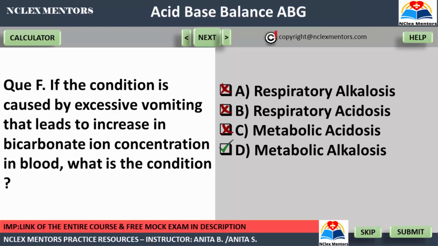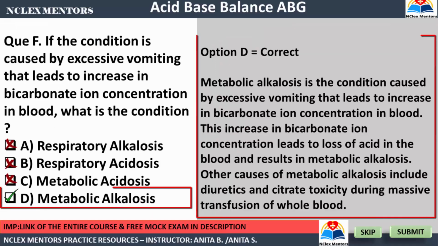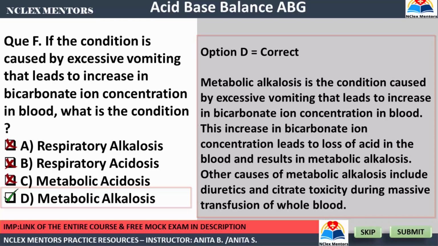Correct answer, D. Metabolic alkalosis. Metabolic alkalosis is the condition caused by excessive vomiting that leads to increase in bicarbonate ion concentration in blood. This increase in bicarbonate ion concentration leads to loss of acid in the blood and results in metabolic alkalosis. Other causes of metabolic alkalosis include diuretics and citrate toxicity during massive transfusion of whole blood. This question was pretty easy. Let me take you to our next question.